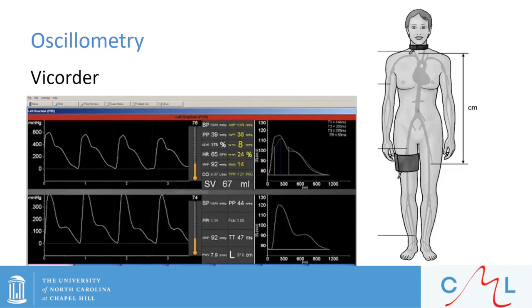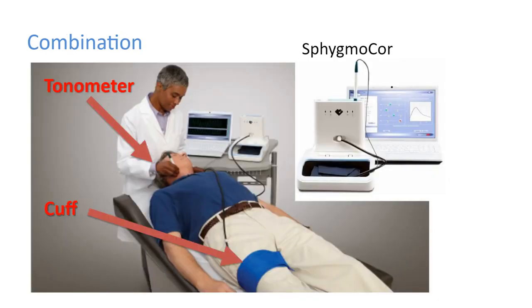With oscillometry, we use cuffs, or simply blood pressure cuffs, to detect the pressure waves. Here is an example setup for the Bicorder, which is an oscillometric device. Here we see another device by AtCor called the Excel, and this combines tonometry, or that pen-like pressure sensor, as well as the oscillometric component, which is the cuff, which is placed around the thigh.